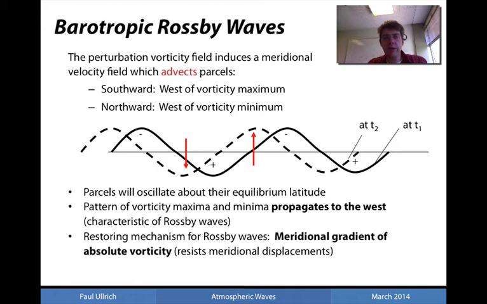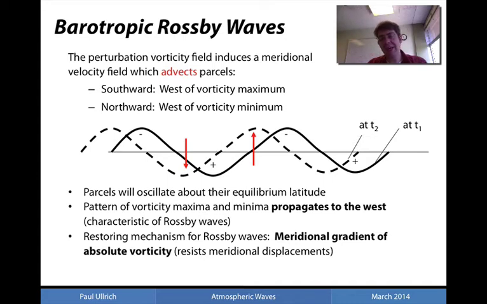So this perturbation induces a meridional velocity which advects the fluid parcel southwards to the west of the vorticity maximum and northwards west of the vorticity minimum. This can be seen depicted here in this figure, where we assume that fluid parcels are simply oscillating north and south. They will oscillate about this equilibrium latitude using the beta parameter as the restoring force. The phase of this will tend to propagate westwards relative to the mean flow, as is characteristic for Rossby waves.